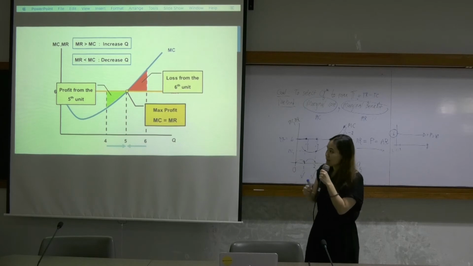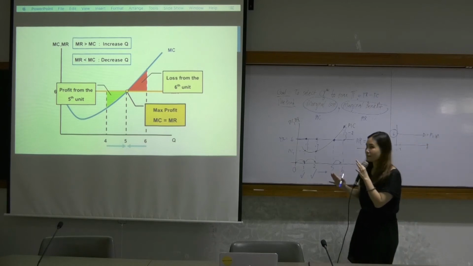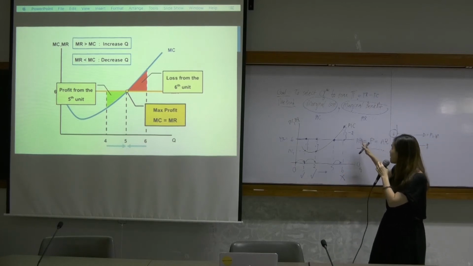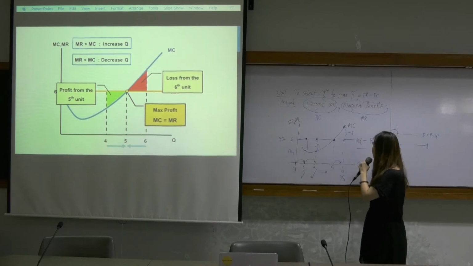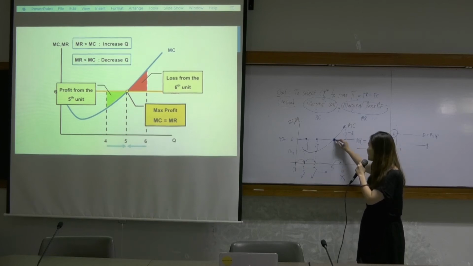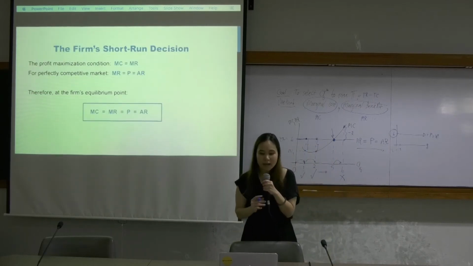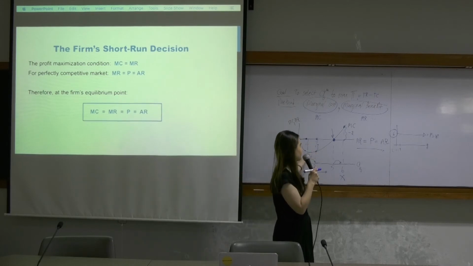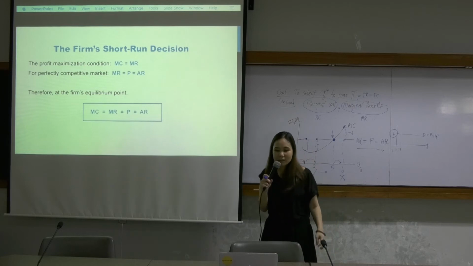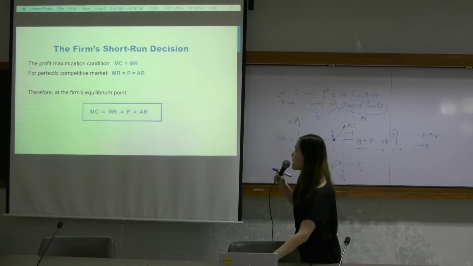You should be very careful about this condition though, because for a competitive firm, MR always equals P equals AR anywhere, okay? But MC only equals MR here at the equilibrium point. So those are the conditions, and make sure that you understand this as it summarizes that. After this, we can discuss later whether or not we like the market outcome or the firm's equilibrium point.